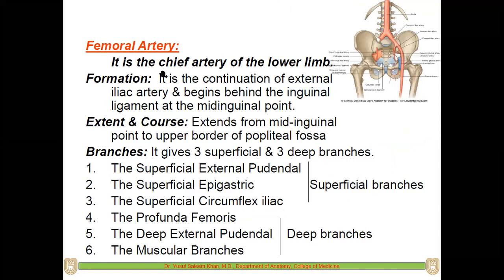So what are the branches of the femoral artery? Because this is the main artery of the lower limb, you should know what branches it will give. It will give three superficial and three deep branches. The superficial branches will be the superficial external pudendal artery, superficial epigastric, as well as the superficial circumflex iliac arteries.